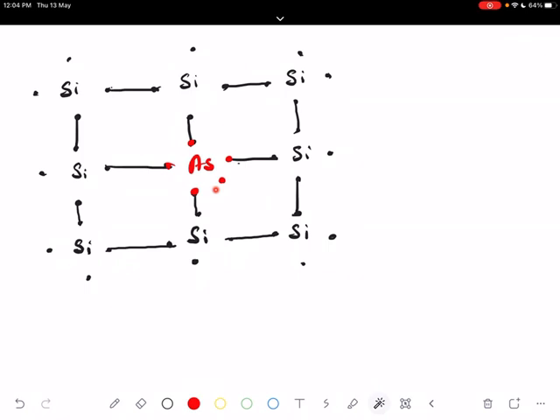So these free electrons can carry current, and we call it an N-type semiconductor. Why? Because the conductivity is due to electrons, negative charge. So N-type semiconductor.